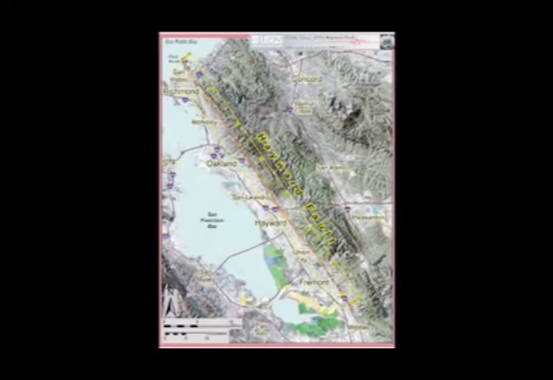Several dozen trenches have been dug across the Hayward Fault over the past 30 or 40 years. The Hayward Fault extends from down in southern Fremont, maybe Milpitas, all the way north of Berkeley, goes offshore into San Pablo Bay at Point Pinole, and trenches have been dug in many places along that stretch.